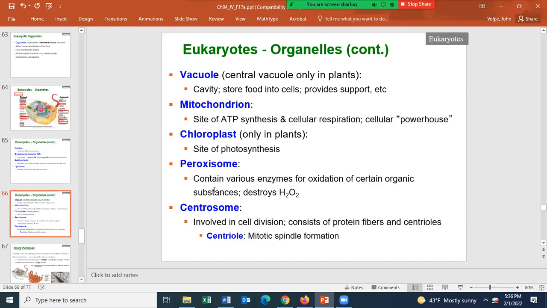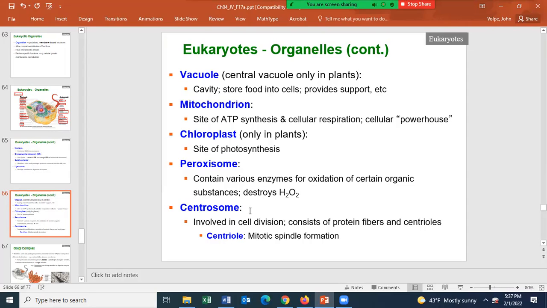The peroxisome has specific enzymes for the oxidation of certain organic substances, and the cell can use the peroxisome to destroy things. Like the cell can have hydrogen peroxide in a peroxisome and then dump that hydrogen peroxide against something the cell wants to kill, like an infective agent inside the organism.